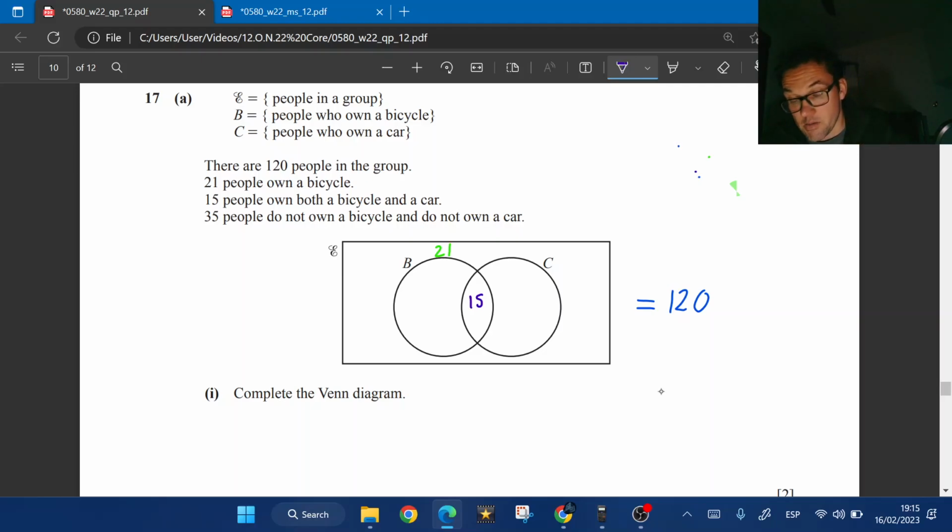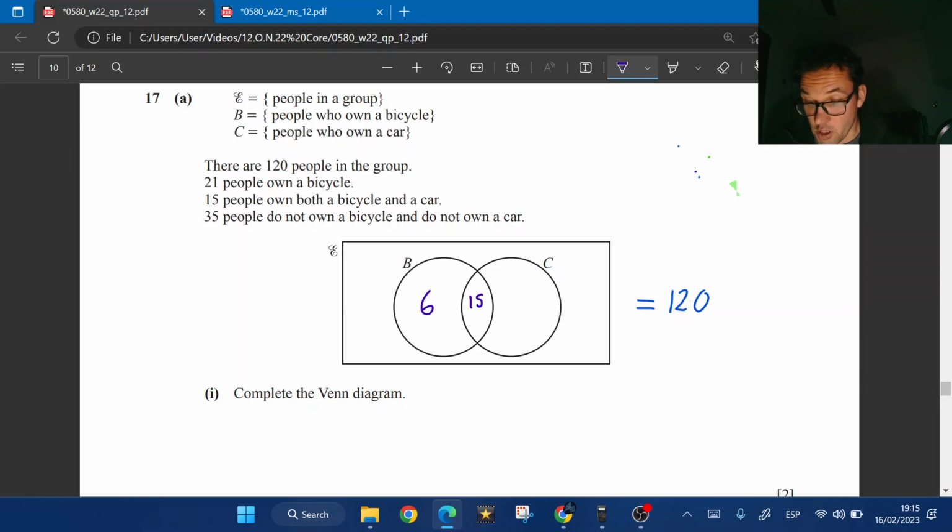Now remember, the one before said 21 own a bicycle. We already have 15 people owning a bicycle. That means the 15 also own a car. 6 of them only own a bicycle. You see now, 6 plus 15 adds up to that green 21, which is not part of my answer, so I'm going to rub it out. It's just there for us to make some notes.